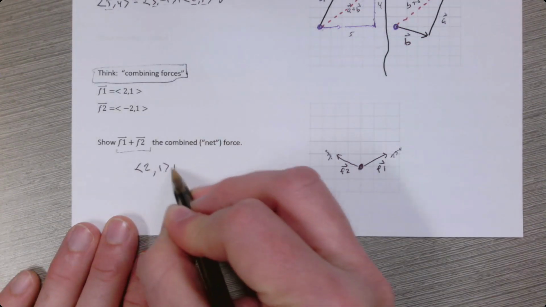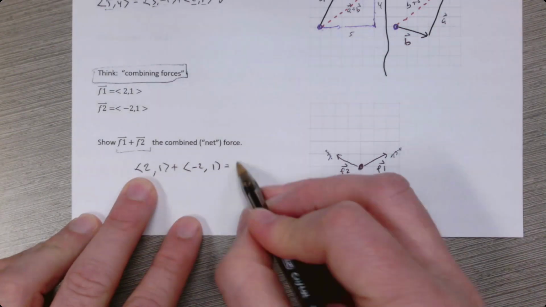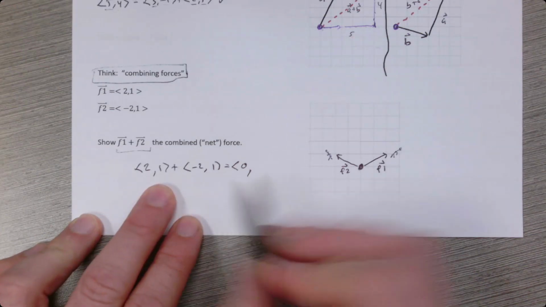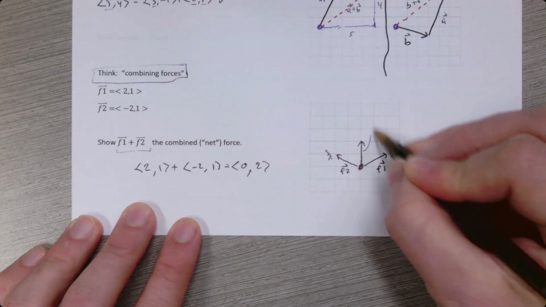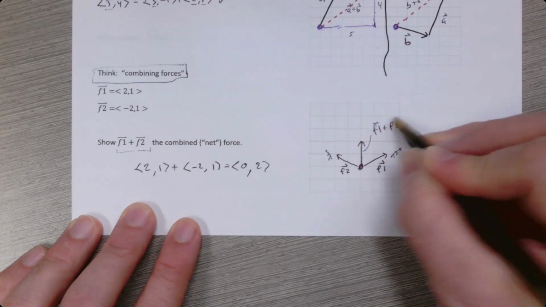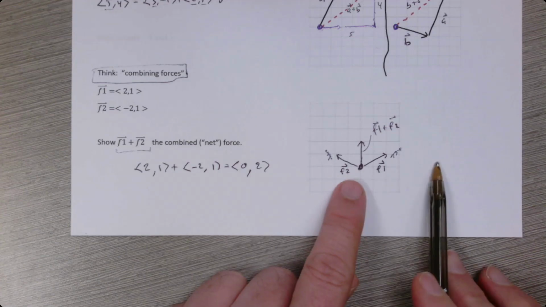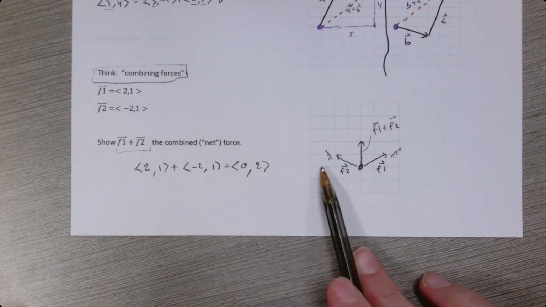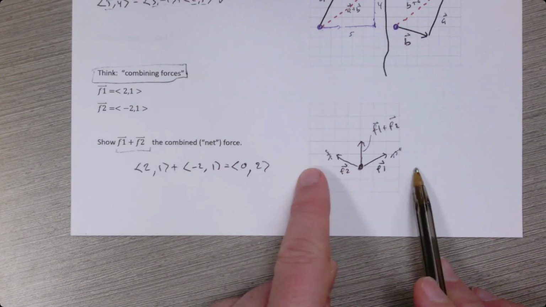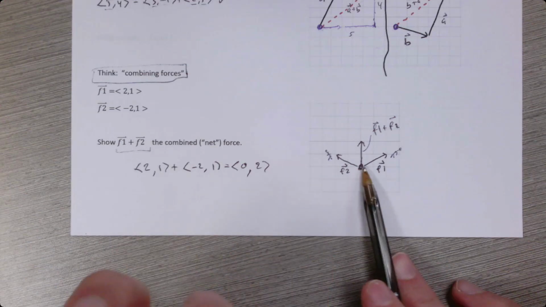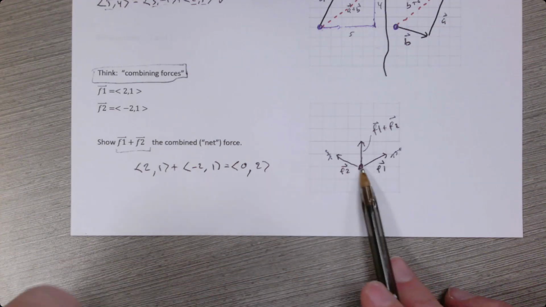We've got 2, 1 plus negative 2, 1. So if I add them up component-wise, the 2 and the opposite 2 make 0. The 1 and the 1 make 2. And so this is F1 plus F2. Okay, how does that make sense? Well, this person is pulling to the right, but this person is pulling to the left with an equal but opposite force. So the components that are pulling left and right are canceling each other out. So this person doesn't feel like they're pulled left or right at all because they're balanced. But instead, they feel pulled up.